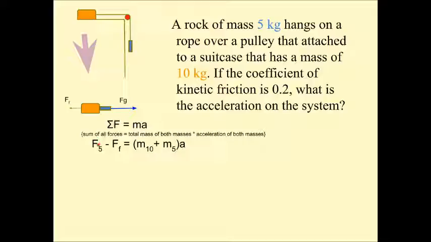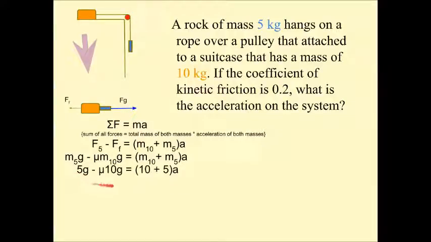So now I put the force of the 5. It's really the weight of the 5 minus the friction, because this is the one that's doing the pulling and this one's doing the opposing. So I subtract them. That equals the total mass times the acceleration. I now plug in the numbers. So this is the mass of the 5 times g minus the friction on the 10. So it's mu, mass of the 10 times g, equals the total mass times the acceleration.